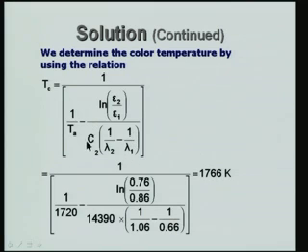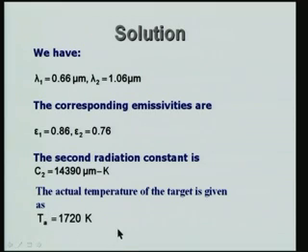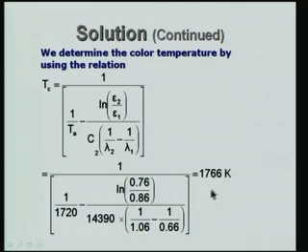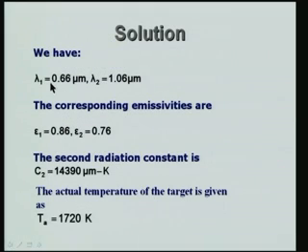So, all I have to do is to substitute the values: 1 divided by the entire thing, 1 over 1720, minus 14,390 is C2, logarithm of 0.76 by 0.86, this is epsilon 2 by epsilon 1, and 1 over 1.06 minus 1 over 0.66, which gives you a value of 1766 Kelvin. If you go back, you see that the actual temperature is 1720 Kelvin and the color temperature is higher. It is 1766 Kelvin here. That is because of the particular variation of the emissivity with wavelength which is given here. In this case, at the lower wavelength the emissivity is higher and at the higher wavelength the emissivity is lower.